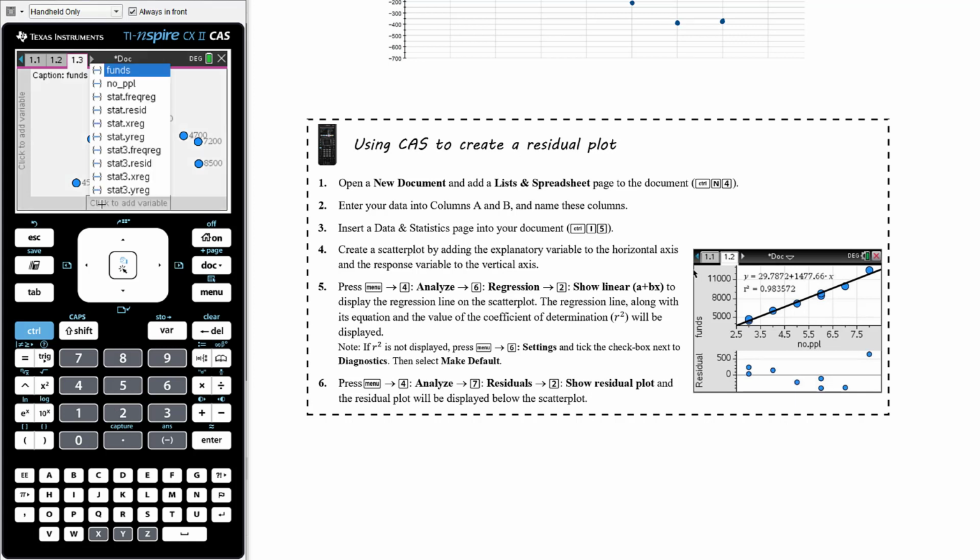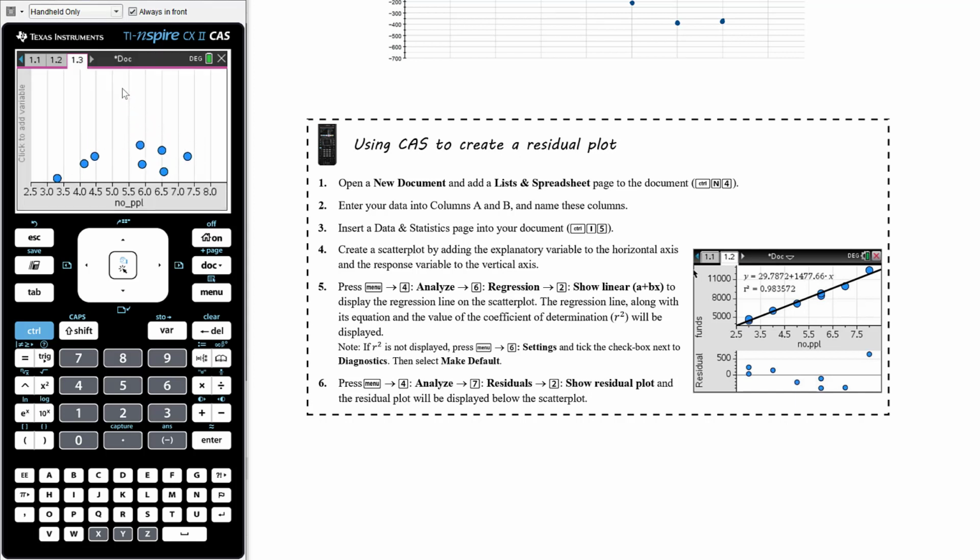So I'm going to have my explanatory variable on the left, so click to add variable. Now because I've done the regression, you get all these extra variables created by the regression, so you're going to need to find your 2 variables. So number of people is my explanatory variable, and my response variable was the funds. Okay, so that's the scatter plot.